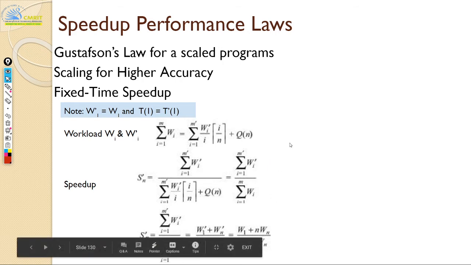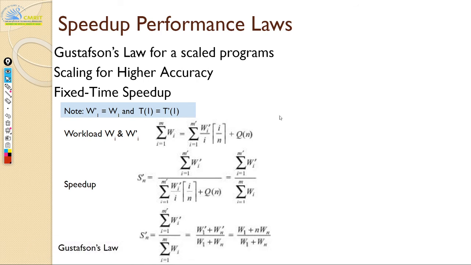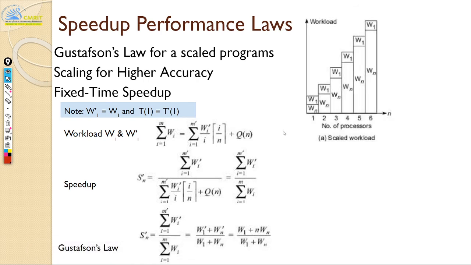So then you get this new expression as given here. Okay, and the corresponding graph is going to look like this. Previously, if you remember, we had a constant workload for Amdahl's law. But now when you increase the number of processors, you're also going to increase the workload.